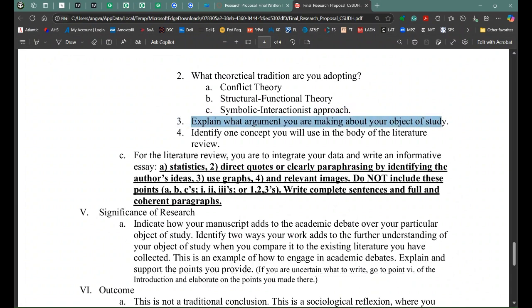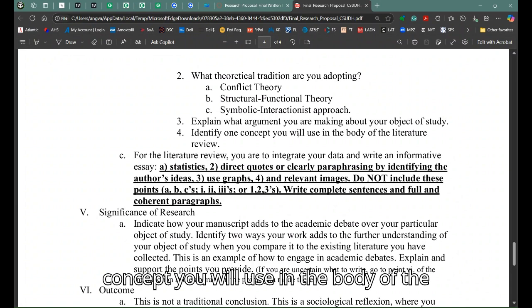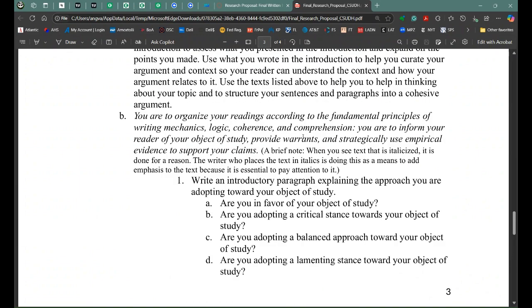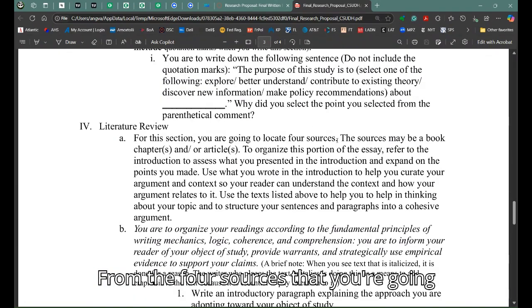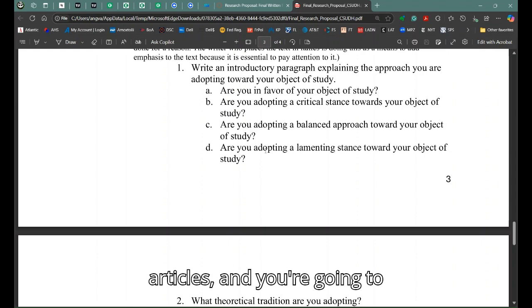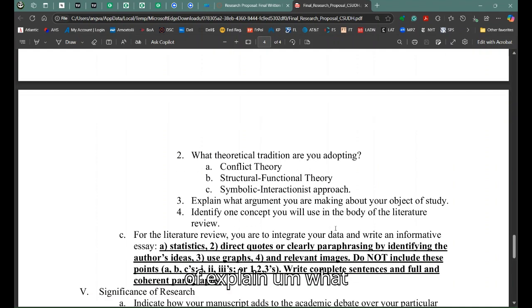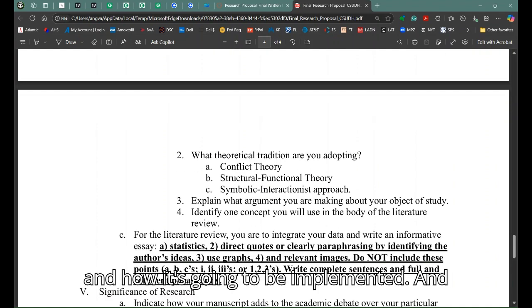And then lastly, point number four, you're going to identify one concept you will use in the body of the literature. And what you're going to do here is this: from the four sources that you're going to collect about your particular project, you're going to select one of the articles and you're going to identify a key word. And a key word is just the word that the author uses, and that they explain: what it is, what it's for, what it's about, and how it's going to be implemented.